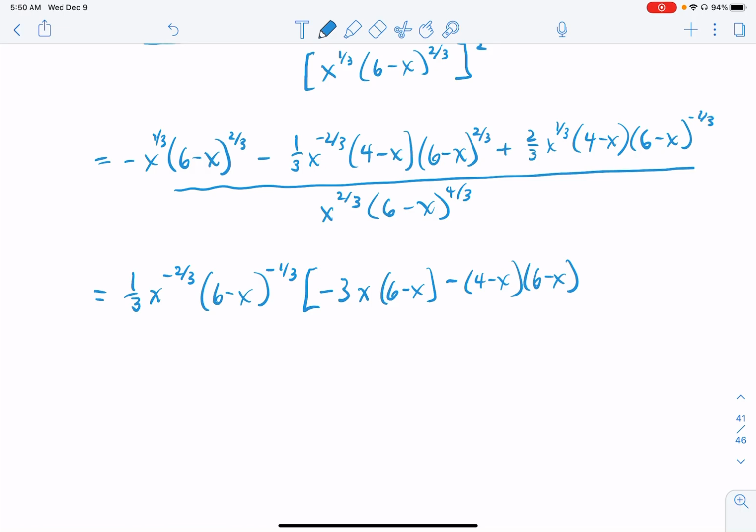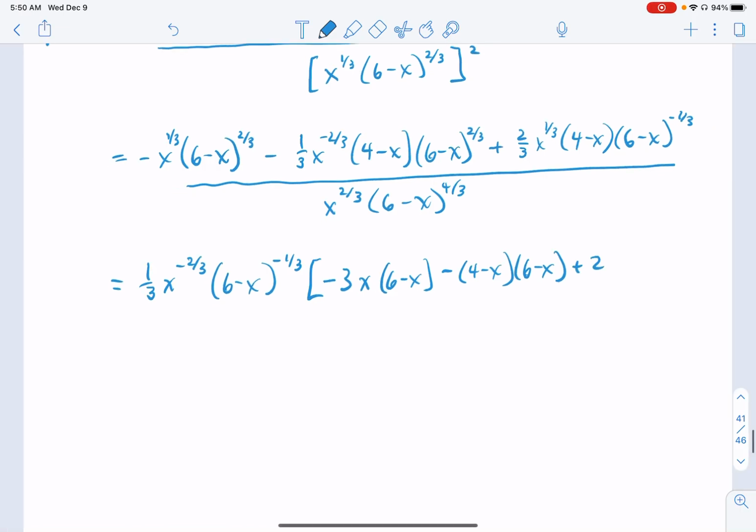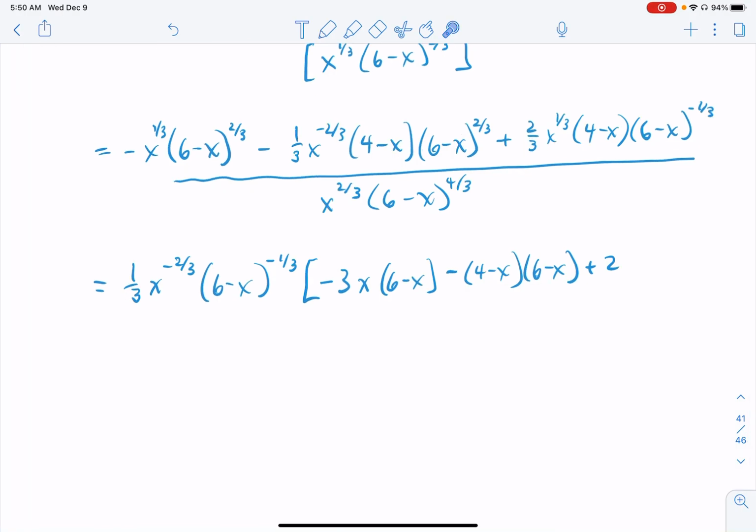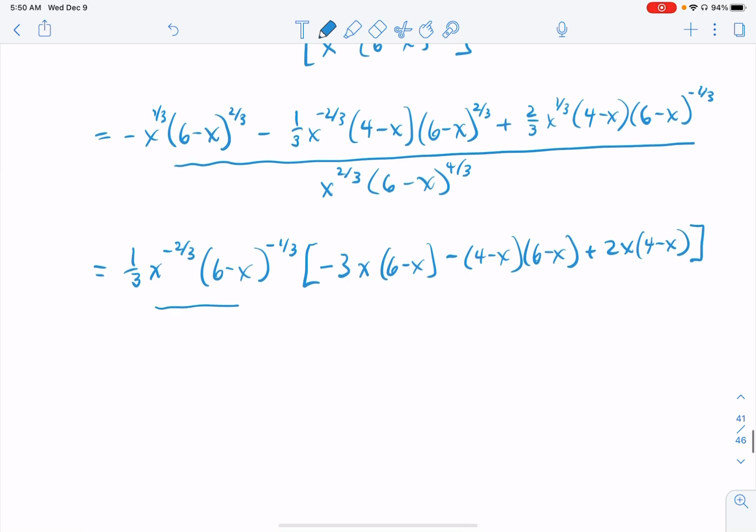Okay, on the last one, we're almost there. I'm going to have a 2 because I have a 2/3 here and I factor out a 1/3. X to the first, looks like. Another 4 minus x, and then I factored out 6 minus x to the negative 1/3, so it's gone, right? It's completely gone. All over this denominator again.